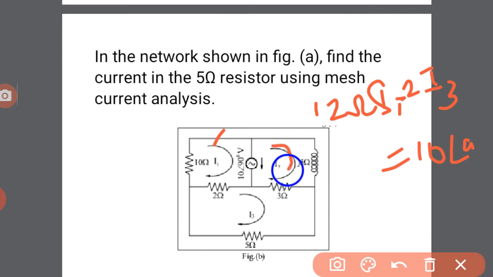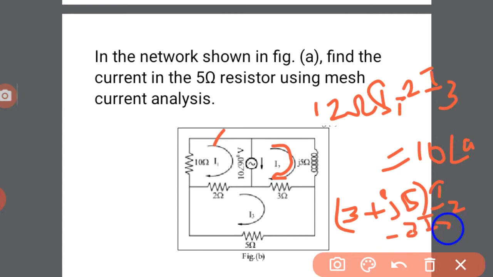Next, loop equation 2. For this loop equation, again note down the self impedances, that is 3 ohms plus j5 ohms, so (3 plus j5) into I2. In between loop 2 and loop 3 is 3 ohms, that is minus 3 into I3. And the voltage equation is 10 angle 0 degrees.